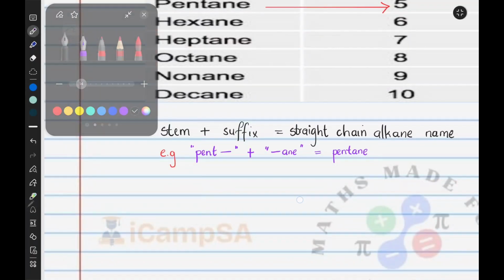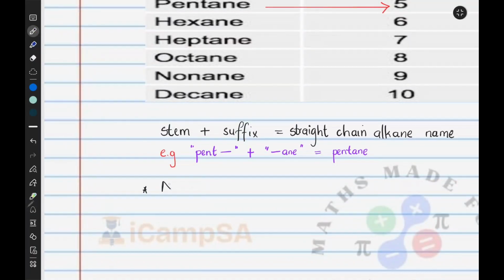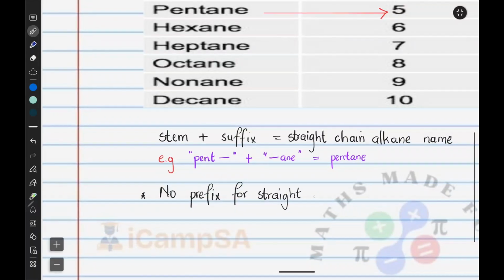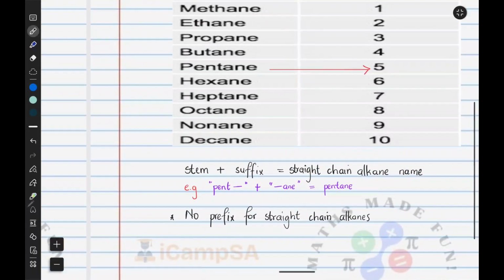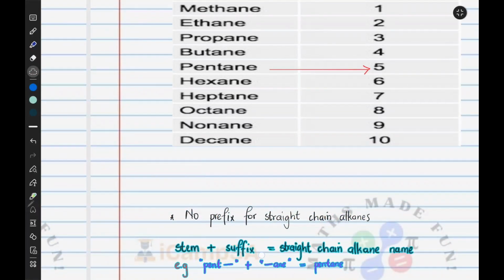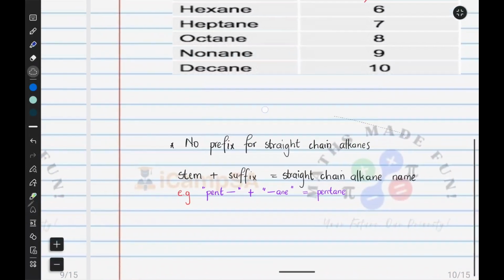So that's one thing. And then we said no prefix here for straight chain alkanes or simple alkanes. We would only have the stem and the suffix.